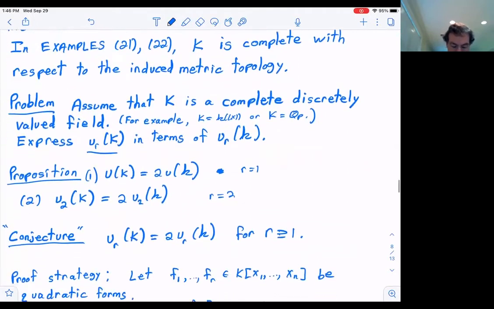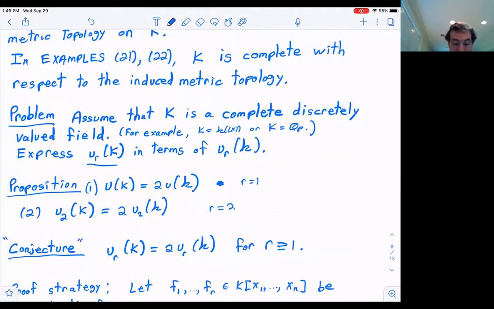It would be conjectured that in the case of, again, a complete discretely valued field, that u sub r of K, capital K, is always 2 times u sub r of little k. Now, I wrote conjecture in quotation marks because this is not an official conjecture. I call this a working conjecture. It would seem that this is a reasonable result, but maybe we don't have enough examples to say this.